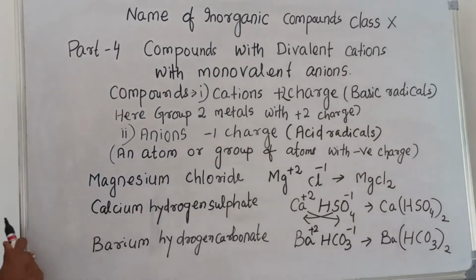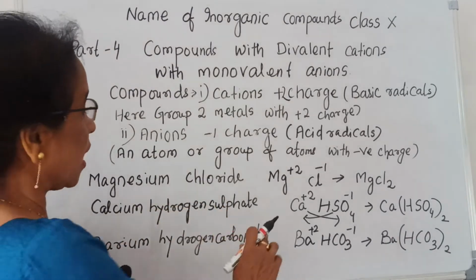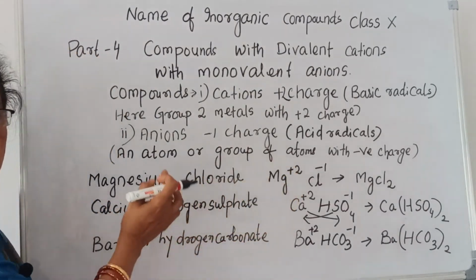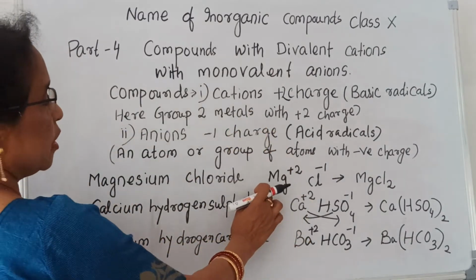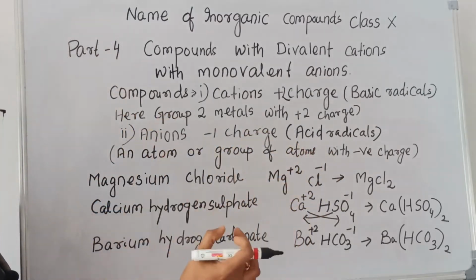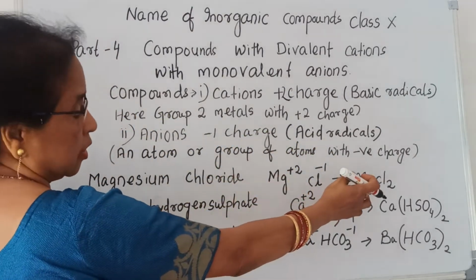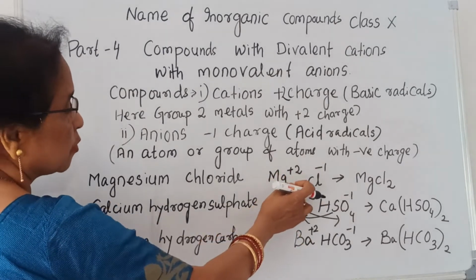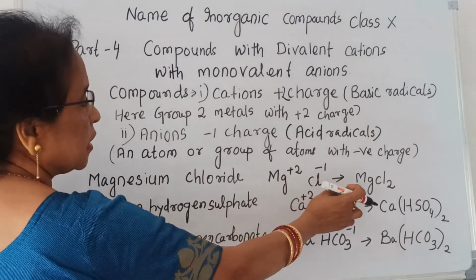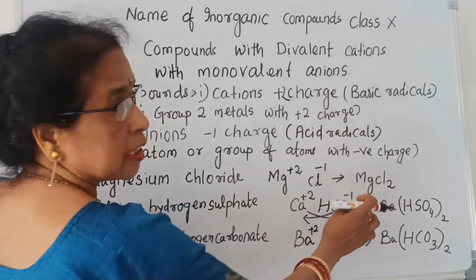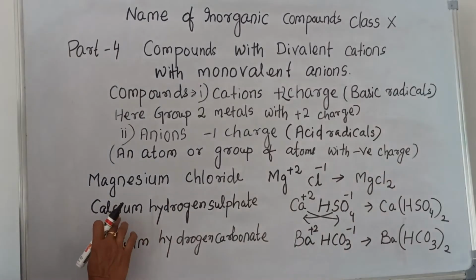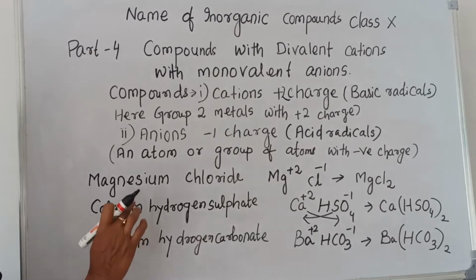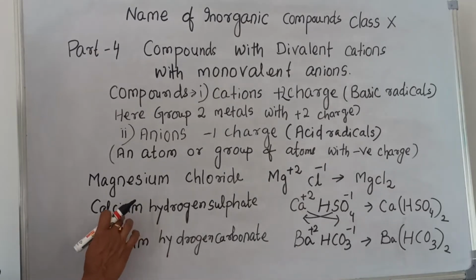Now see magnesium chloride. Magnesium chloride means magnesium +2. Also remember magnesium belongs to the second group in the periodic table: Mg+2, Cl-. I told you how to form the compound: 1 comes here, 2 comes here. That is why it is MgCl2.